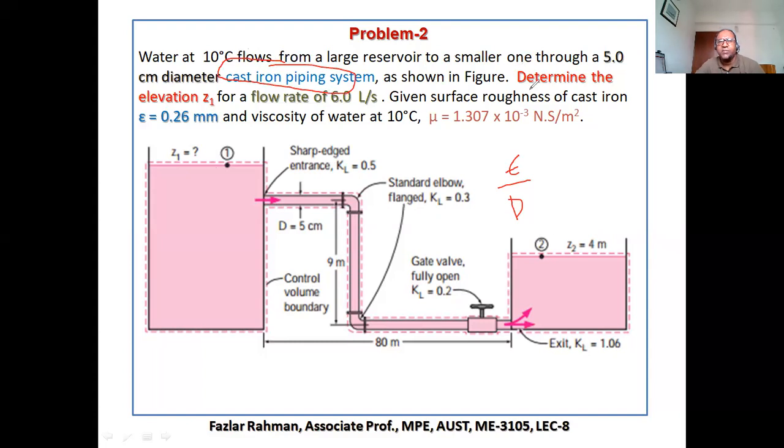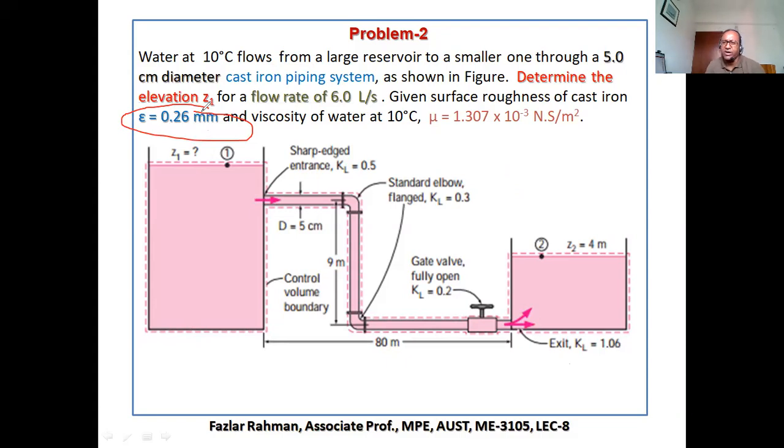It's to determine the elevation Z1. This Z you need to figure out, and the flow rate is given as 6 liter per second. It is not given in meter cube per second, it is given in liter per second. Given surface roughness of cast iron, you see surface roughness 0.26. So without surface roughness, you cannot figure out the friction factor.